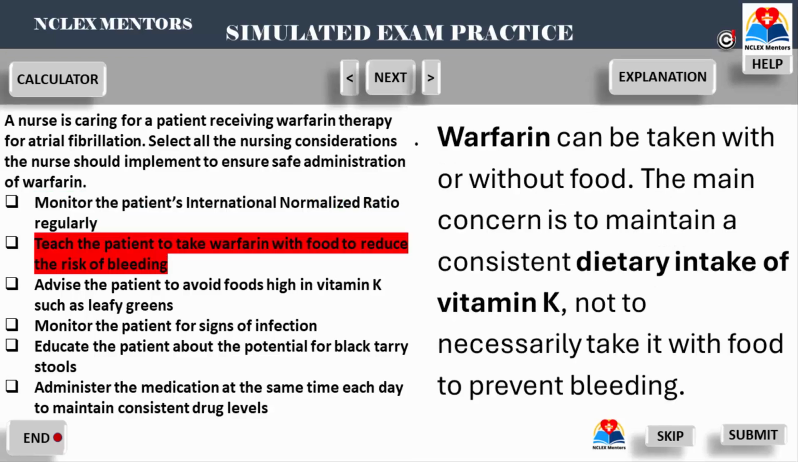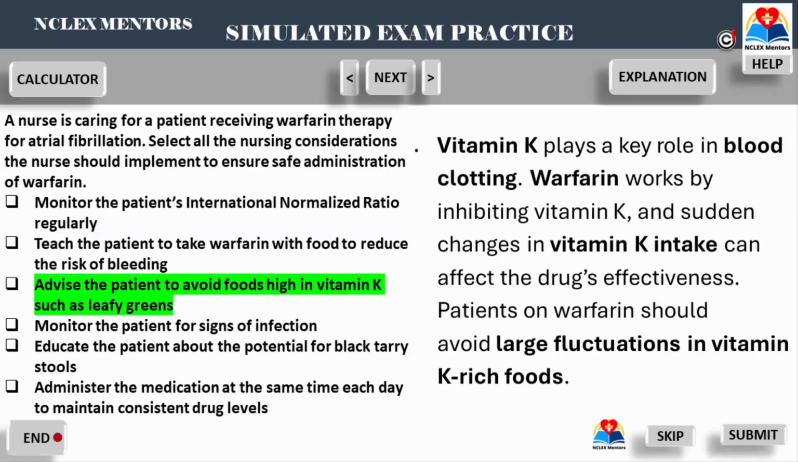This is a must. Teach the patient to take warfarin with food to reduce the risk of bleeding. Not necessary. Warfarin can be taken with or without food. The bigger issue here is dietary consistency. It's not about food reducing the risk of bleeding. This is a distractor. Advise the patient to avoid foods high in vitamin K, such as leafy greens.